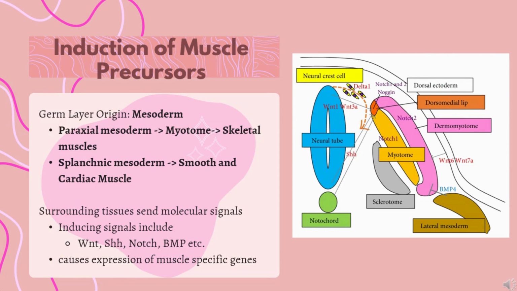Specifically, the paraxial mesoderm or the somites would differentiate to the myotome, which will then give rise to the skeletal muscles of the body. On the other hand, the splanchnic mesoderm associated with the viscera and the heart would then give rise to the smooth muscle and the cardiac muscle components of the associated organs.